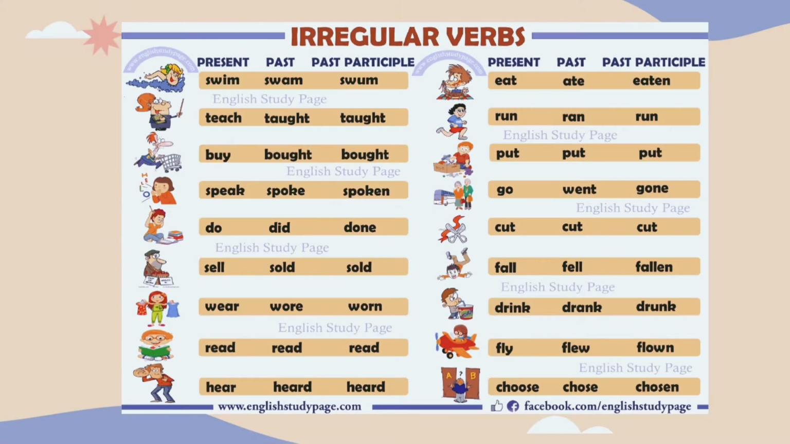We also have irregular verbs. That is when the word completely changes when the tense changes. For example, swim becomes swam and then swum. However, for today, we will be only focusing on regular verbs.